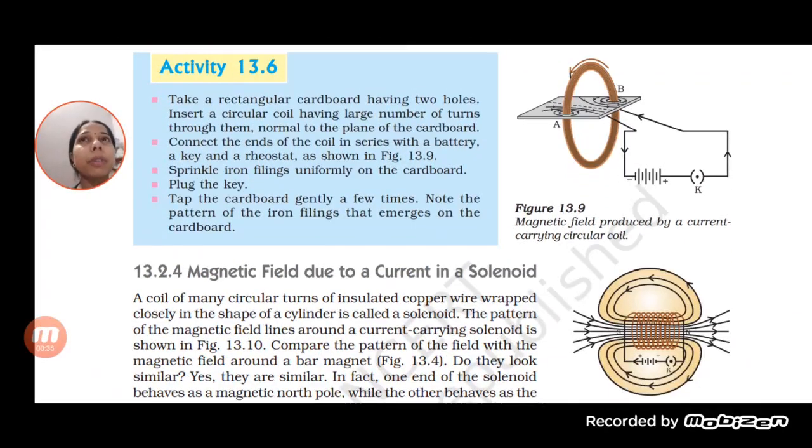It is believed that the magnetic field produced in the circular loop is similar to that of the current carrying straight conductor, and how the concentric circles are formed in the circular loop. Now we are going to understand the next one.